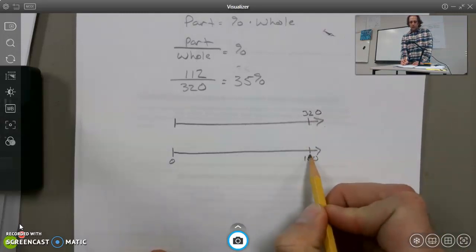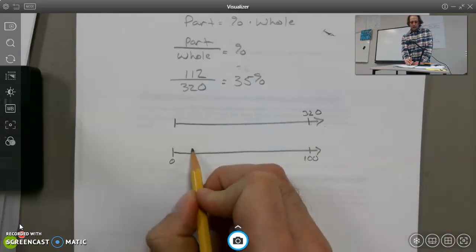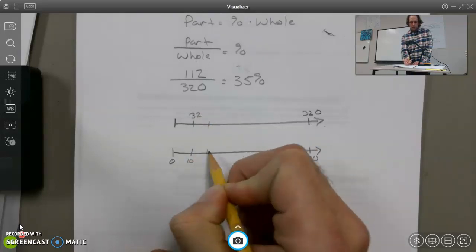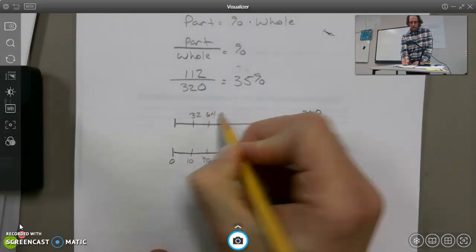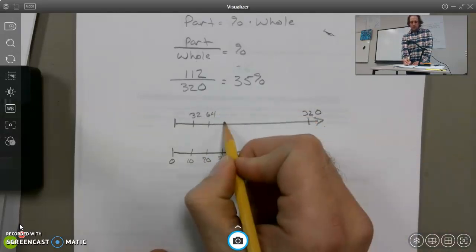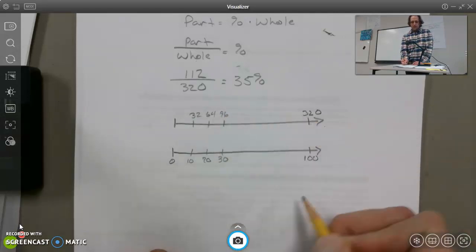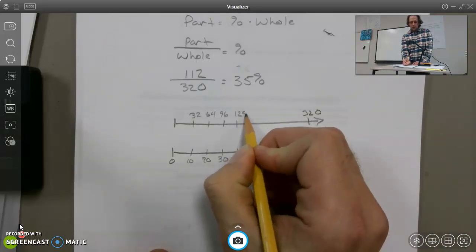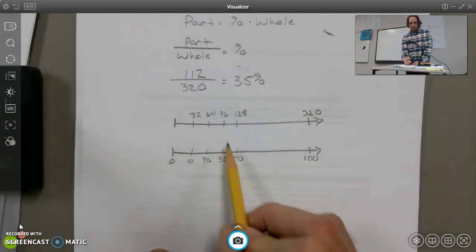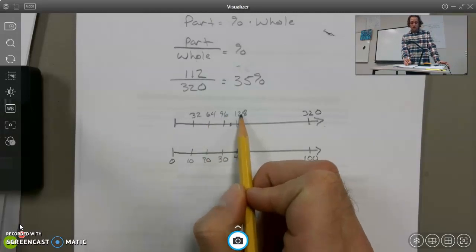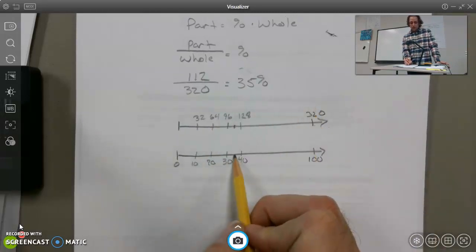Now, if that's true, I could say 10% is 32, 20%, that's 64, 30%, every time I add 10%, I'm just adding 32 here. So it's 96, 40%, that's 128. Well, okay, so the number that she actually made was 112. That's somewhere here in between 96 and 128. So I would know that it's kind of right here.